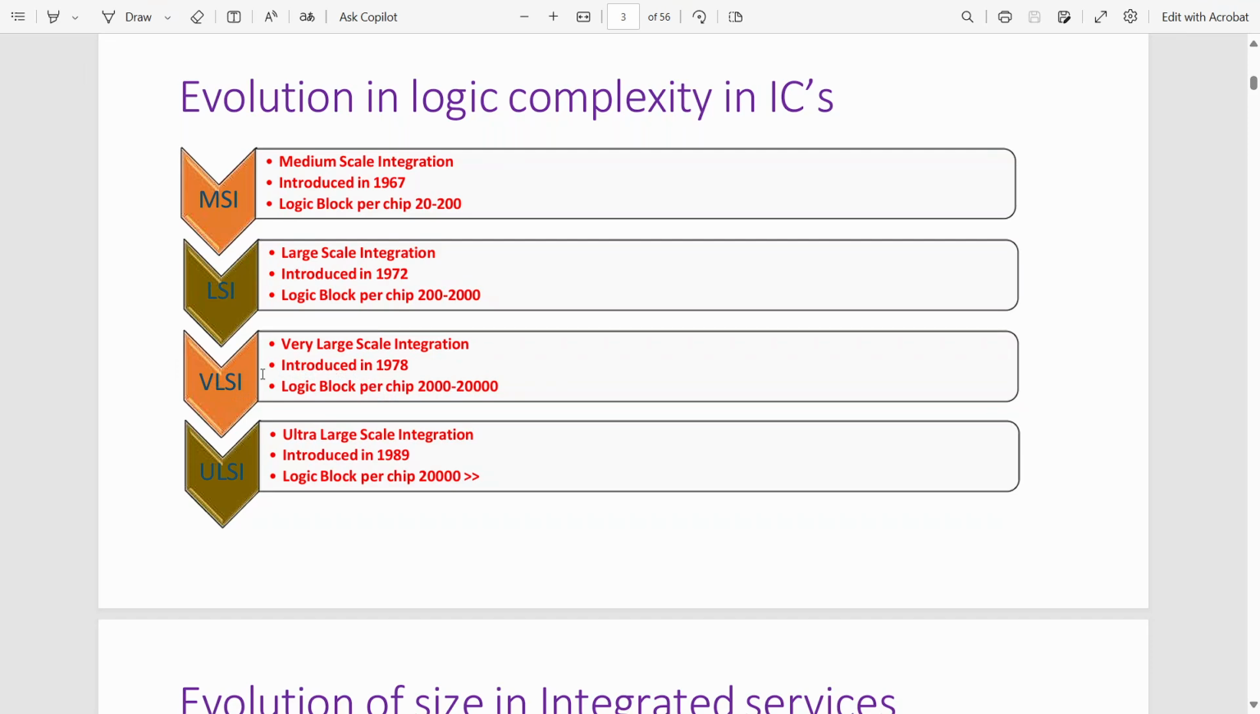We have not gone to ULSI. ULSI is nothing but ultra large scale integration. This was introduced in 1989, and the logic blocks are more than 20,000. Okay, so this is the evolution of complexity in ICs.